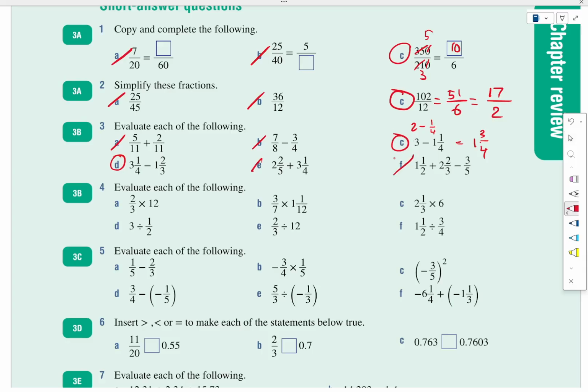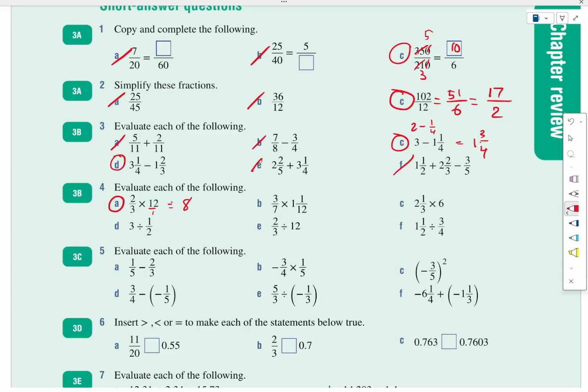Now, do you know the technique to do question 4a easily? Times 2 by 12. Not quite. You simplify first. You can think of the 12 as 12 over 1. Yes, you can simplify 3 and 12. So if you do that, what's the answer? About 8. Yep. 1, which is 8.